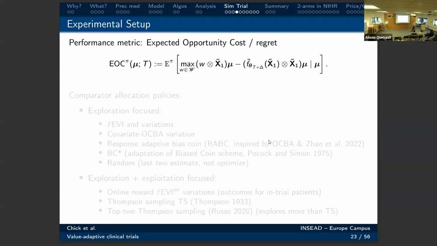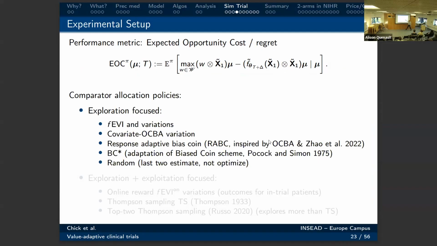That's our experimental setup. For our performance metric, I'm going to look at the expected regret. For those of you who are interested in the bandit world, this is a familiar term. Basically, it's the expected value of the output from the true best and the thing that you selected as the best treatment for a given arm, averaged over the population distribution.